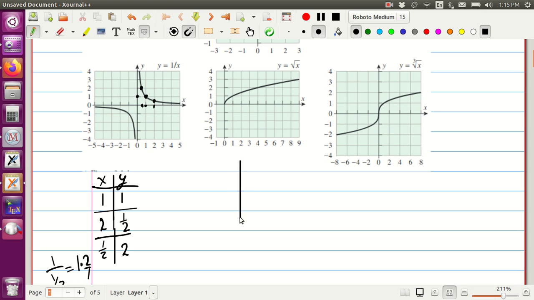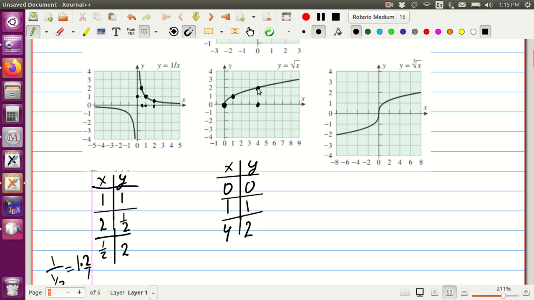How about square root of x? So we have x and y. If we use 0, we get 0. If we use 1, square root of 1 is 1. Unfortunately, 2 is not really a good number because square root of 2 is hard to calculate. But let's use 4 because square root of 4 is 2. So if we go 1, 2, 3, 4, we go up to 2.